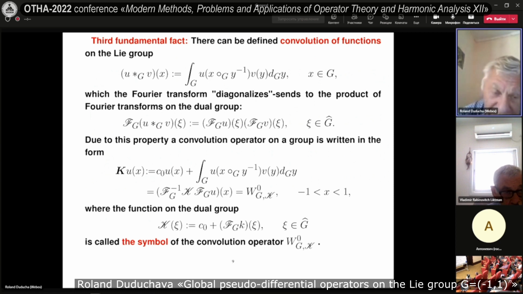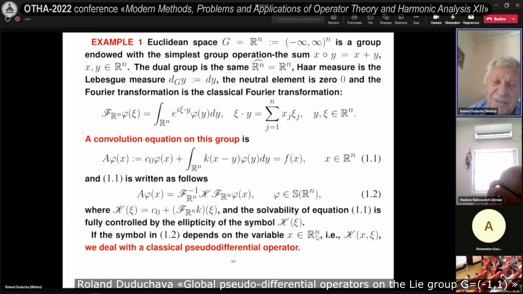The convolution operator K, by the Fourier transform, can be written as a convolution operator with the symbol. Convolution means you take the Fourier transform, multiply by the symbol, and take the inverse Fourier transform. And this K is called the symbol of this operator. So on the group we have convolution operators, and the pseudo-differential operator is nothing but the same, just the symbol depends on an external variable.